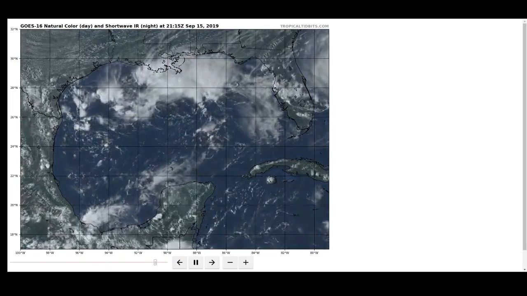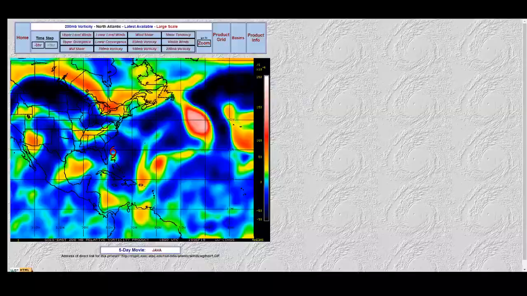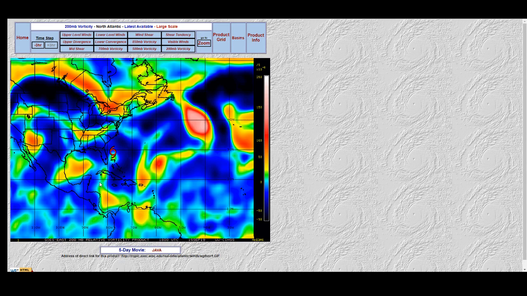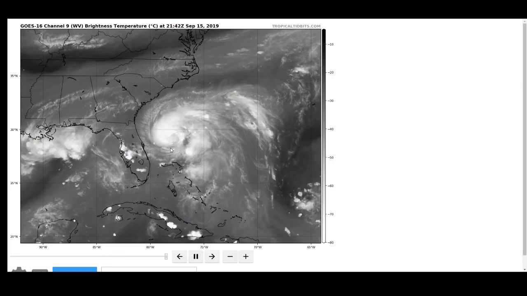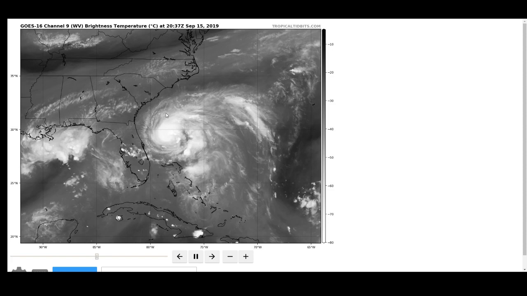But now let's look at Humberto. We're going to start with the 200 millibar vorticity. You can see that the area of southerly shear that was impinging upon the system has significantly relaxed. You can still see it here, this little mark of 200 millibar vorticity that is now well south of the system. And if you look at the water vapor loop, you can see there's not a whole lot of shear happening in here.